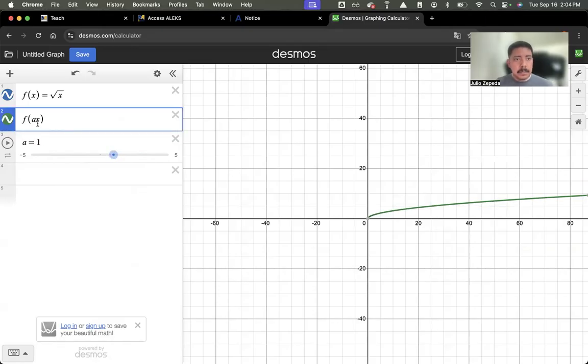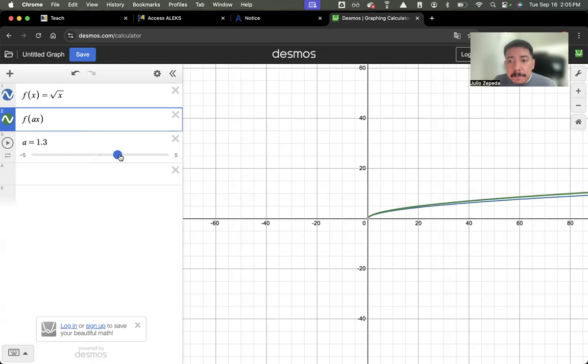And there we go. So if we increase A to be equal to 2, normally I would think that would make it twice as large, but because this is a horizontal transformation, it's kind of counterintuitive. Instead of stretching horizontally, it's going to compress horizontally.